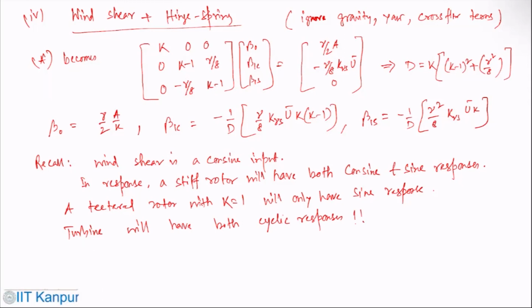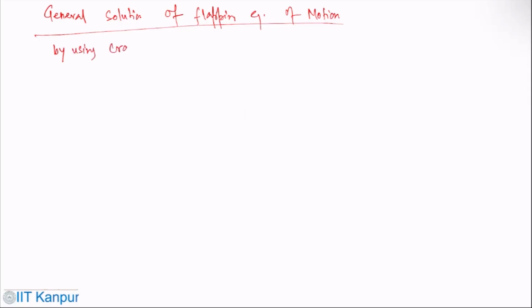Okay. Now, if we try to get a general solution, or write down the general solution of the flapping equation of motion, simply, the general solution one can find just by using Cramer's rule on the matrix. But that would not be very illuminating.